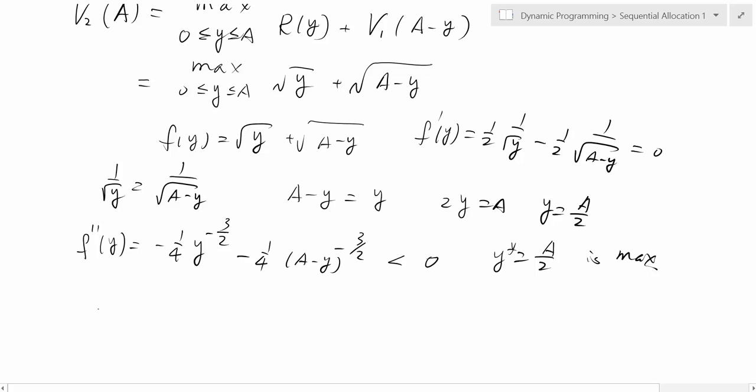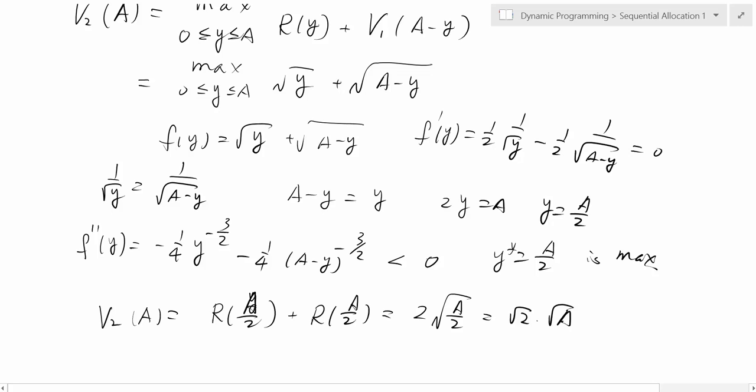And if we want to find the value of v2 of a, we can now plug in y star. y star is half of a, so we have r of half of a over here, and plus, again, the next one is r of half of a. Using the square root formula we are given, this is going to be twice the square root of a over 2. Or you can say this is going to be root 2 times root a.